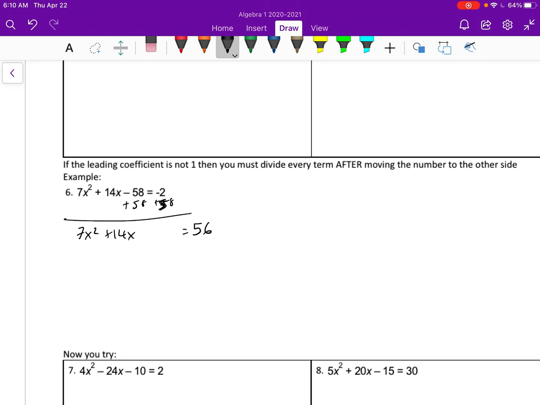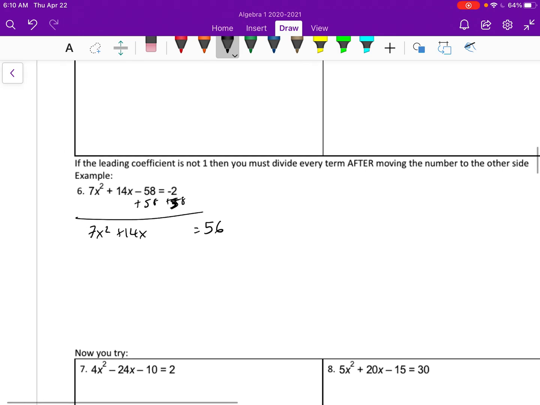Negative 2 plus 58 is 56. All right, so we do not have a 1 up front. If we don't have a 1 up front, what we're going to do is divide every term in this by 7. So we're going to divide all of these guys by 7.